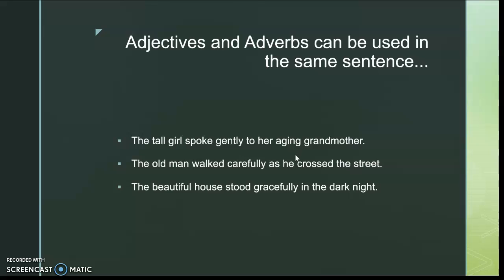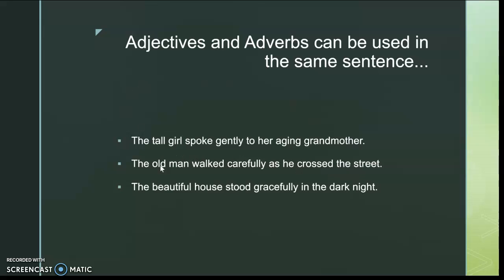Okay, that one was fun. Let's go on to the next one. The old man walked carefully as he crossed the street. Man, what's describing man? Old. What did he do? He walked. Again, our question, how? How did he walk? Carefully is our adverb describing our verb.